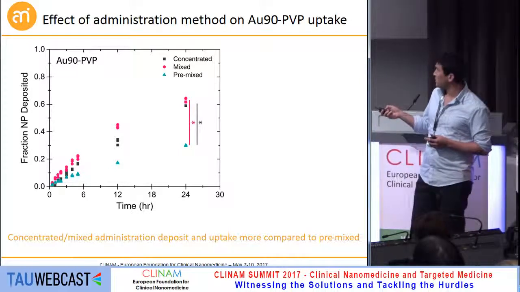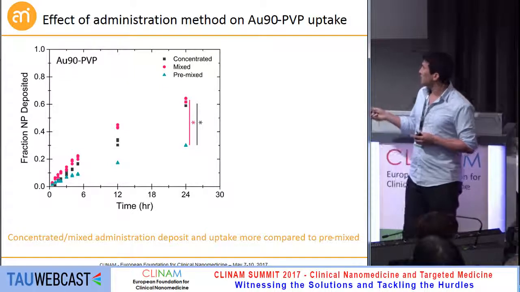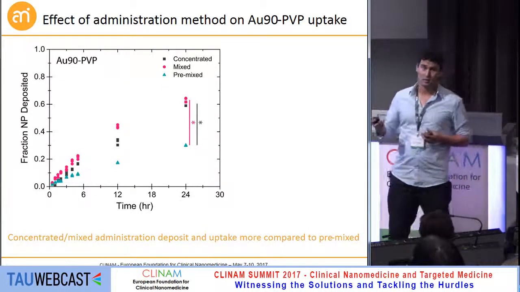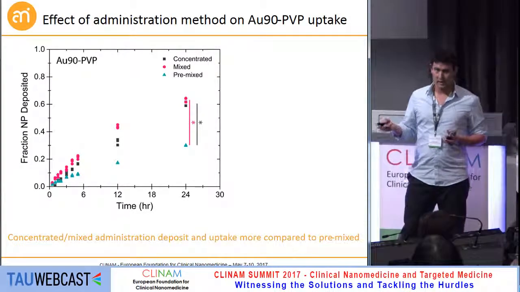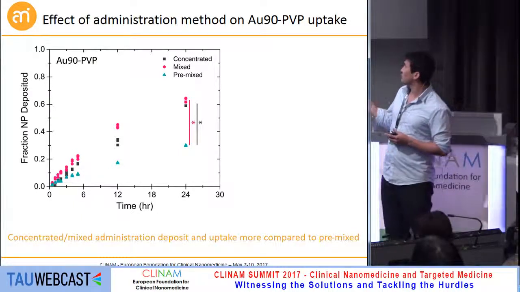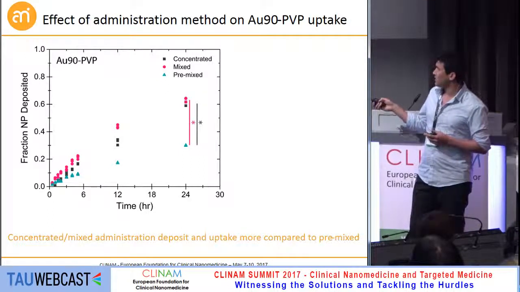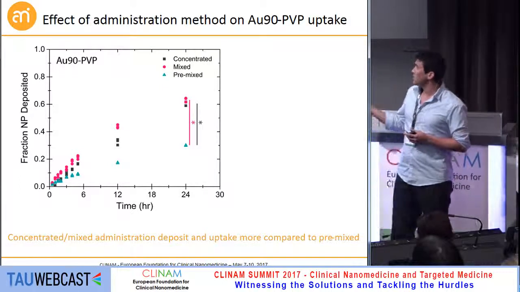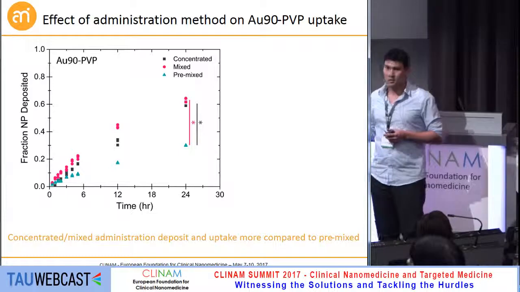But what we saw, which was very interesting, is that the 90 nanometer particles, when we administered them either with a concentrated or the mixed way, so that's when you add a concentrated dose and then maybe mix it up and down, or just add it directly to your cells in vitro, there's a significant difference between how much was deposited onto the cells versus if you just add with a premixed case. And so you can see here, this is the fraction of initial administered particles that we're depositing. And so we saw that this makes a quite big difference.